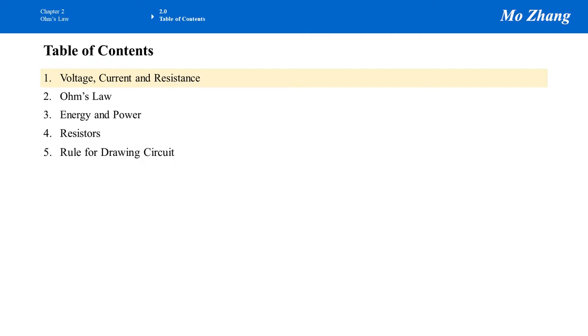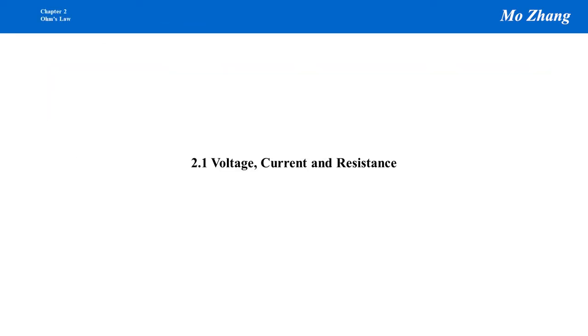In session 2.3, we are going to learn electric energy and power. For 2.4, we're going to spend more time on resistors. In session 2.5, we're going to learn the rules for drawing circuits. Now let's begin session 2.1, voltage, current, and resistance.